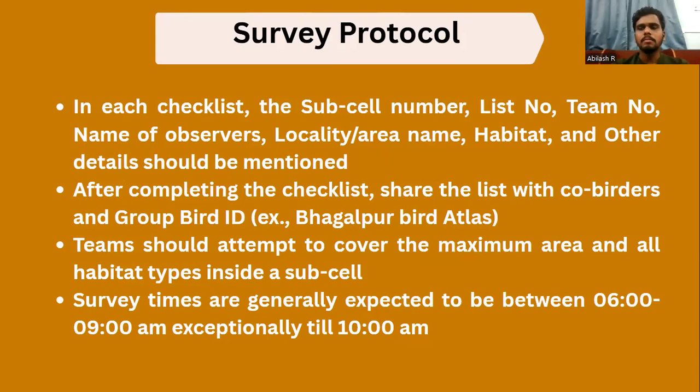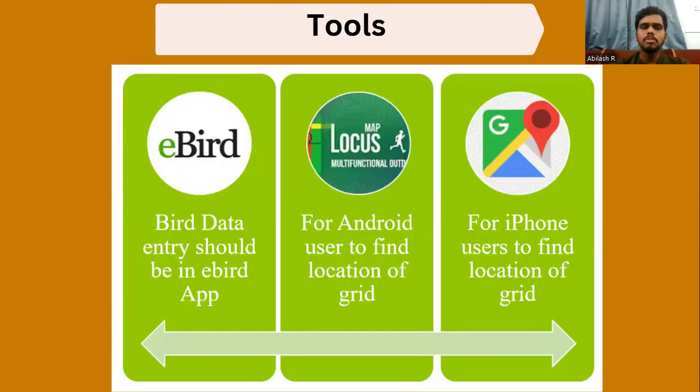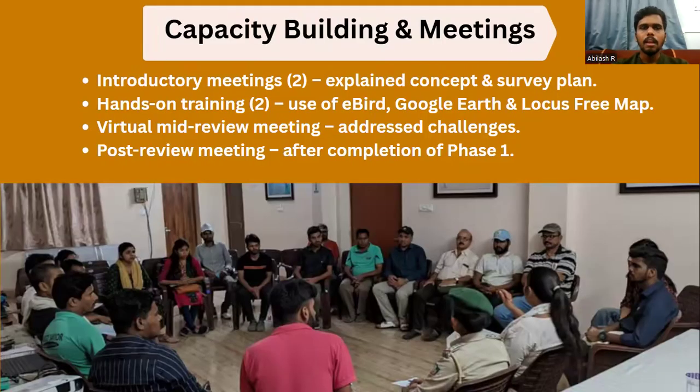After completing a checklist, the list is shared with the co-birders under the particular Bhagalpur Bird Atlas ID. The team attempted to cover the maximum habitat of the surveyed subcell between 6 a.m. and 9 a.m. The tools we used were eBird, Android apps Locus GIS and Locus Map, and Google Maps. For capacity building and meetings, before the survey we conducted two intro meetings, two hands-on trainings, and one virtual meeting to address challenges, and a post-review meeting after completing the first phase.